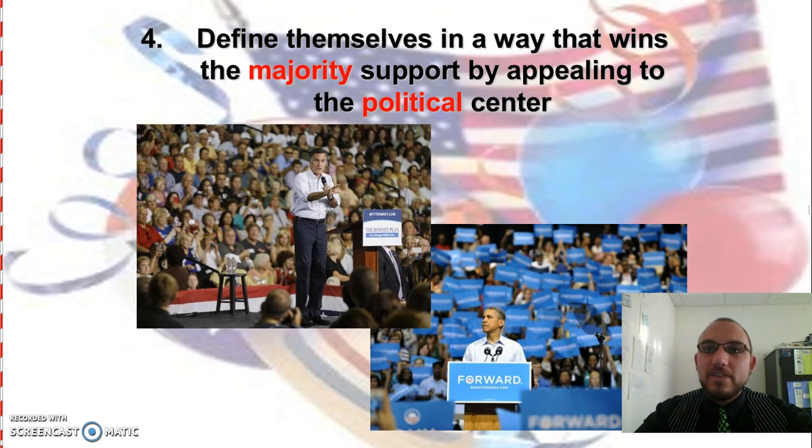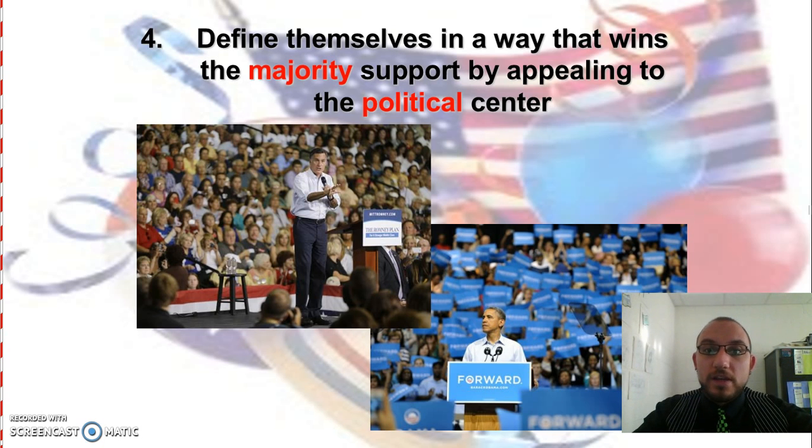And the fourth thing is they define themselves in a way that wins the majority support by appealing to the political center. Remember, when we talked about the functions of political parties, we talked about how the political center are the people known as moderates. And the moderates are a large portion of the United States. Most of the people, whether they agree with the Democrats or whether they agree with the Republicans, are technically moderate. They have some things that the Democrats agree with, they believe in some things that the Republicans believe in, and they have chosen which party they think responds to them on their most important or favorite issue.